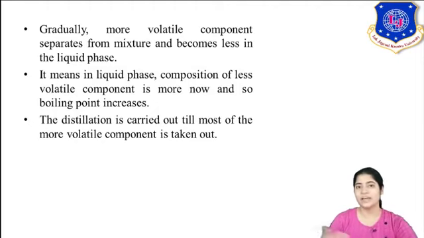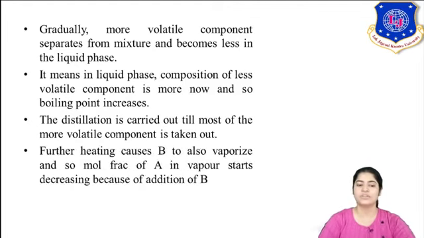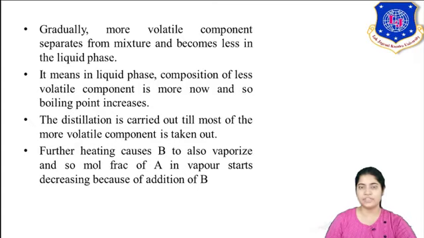As I am taking out A, as I am separating A from the A plus B solution, gradually I have to heat the solution at a higher temperature so as to form the vapors, because now in the liquid phase B is rich in quantity. As I continue further heating and increasing the temperature, B will also start to vaporize. B is the less volatile component, but I am increasing the temperature because I have to generate more and more vapors.